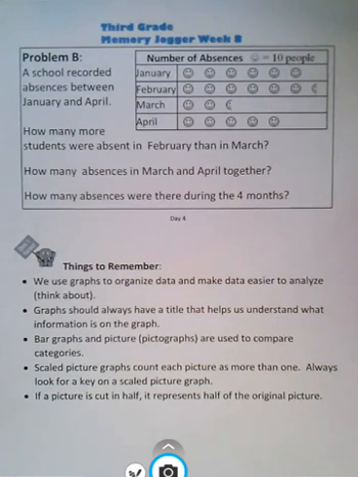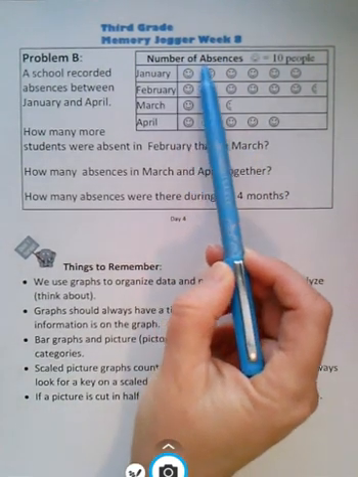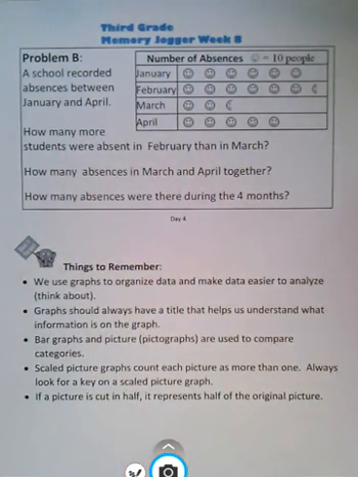We have a few things we need to remember. First, we use graphs to organize data and make data easier to analyze or think about. Graphs should always have a title that helps us understand what information is on the graph. The title of this graph is Number of Absences. So we know that this graph is going to give us information about absences.